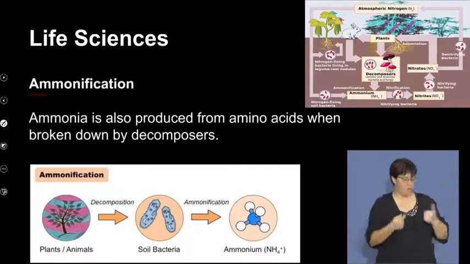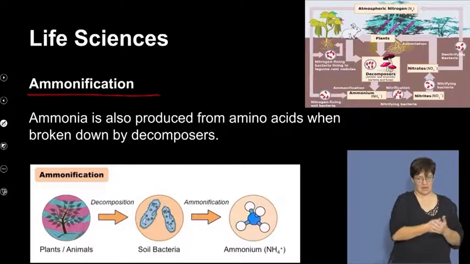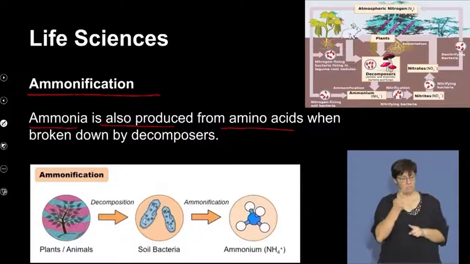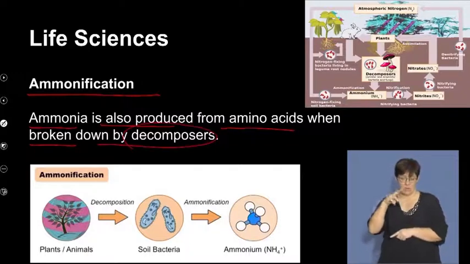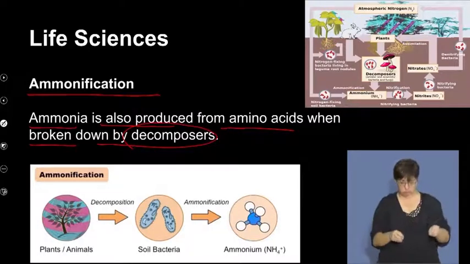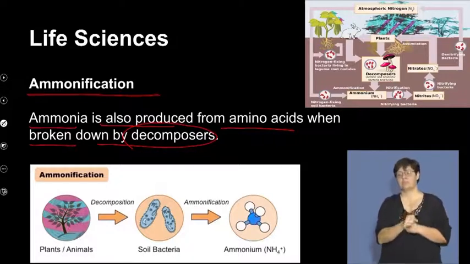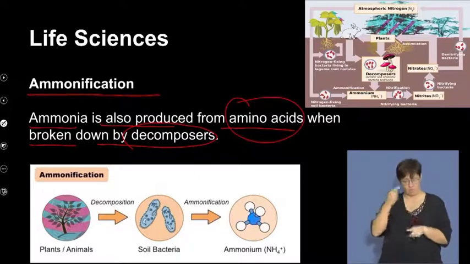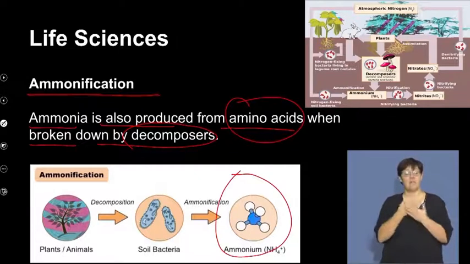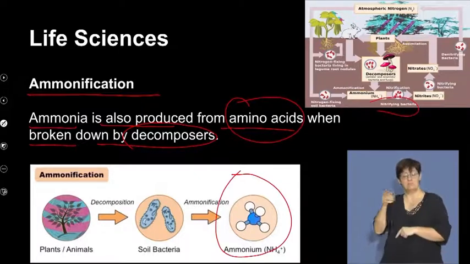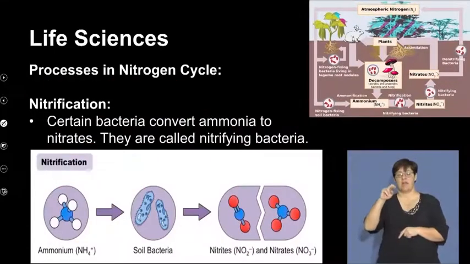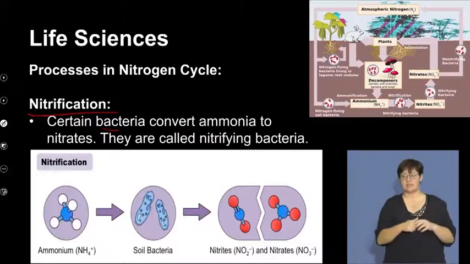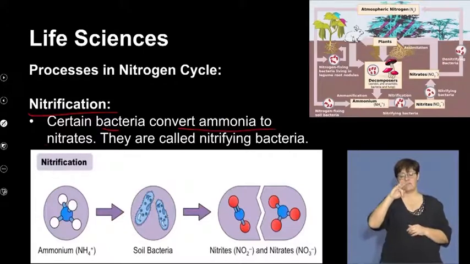So let's look at the word ammonification. Ammonia is also produced from amino acids when broken down by decomposers. So during the process of decomposition, the ammonia is broken and released from the breakdown of amino acids. Again, that is then available, as I mentioned, to your nitrifying bacteria.